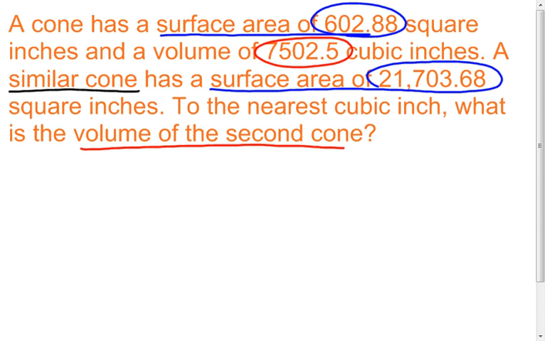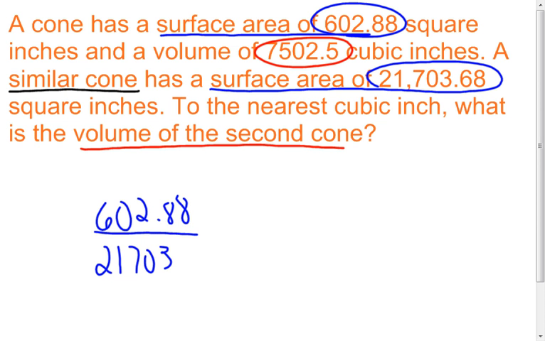Well, what I'm going to do is look at this and say, I have two surface areas and I essentially have these two volumes. Now, granted, I know I don't know this one, but I think I can find it. So I'm going to write my ratio: 602.88 over 21,703.68. Remember, that's a surface area ratio.